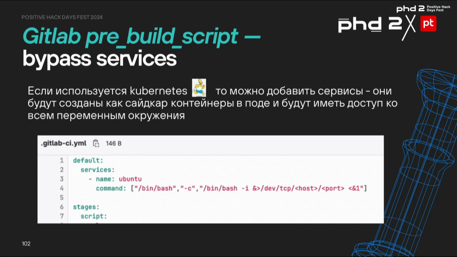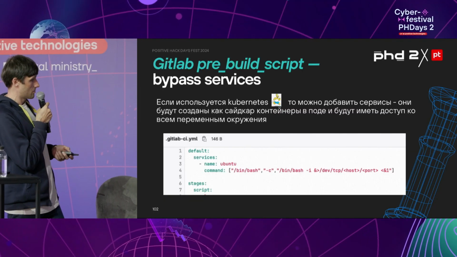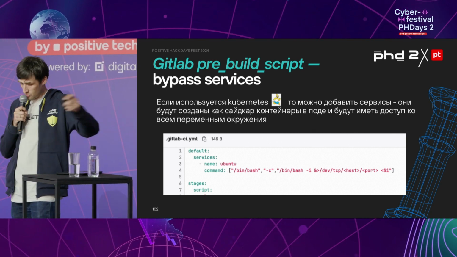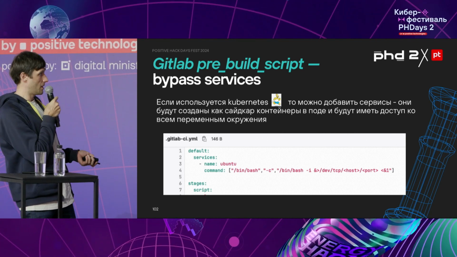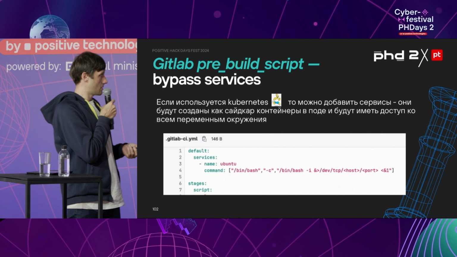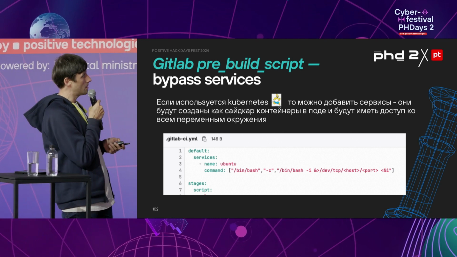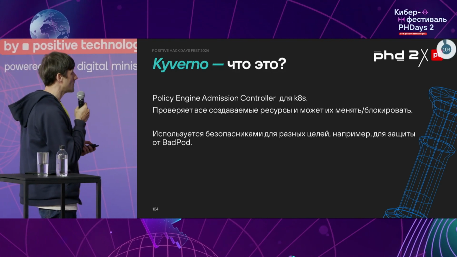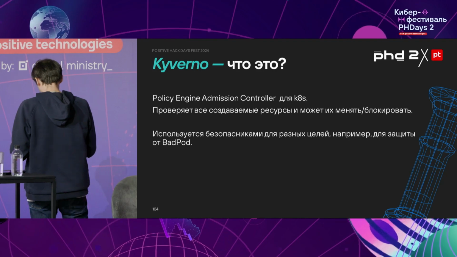And the third thing is about services. If we have allowed images, then we can use services, a sidecar container that's run next to our job. The pre-build script will not run there. So it can drop the main job, but the sidecar will start anyway, and there will be the same environment variables and runner secrets that are contained in the main container. So we just configure a reverse shell sidecar, and you can protect yourself with allowed_services.